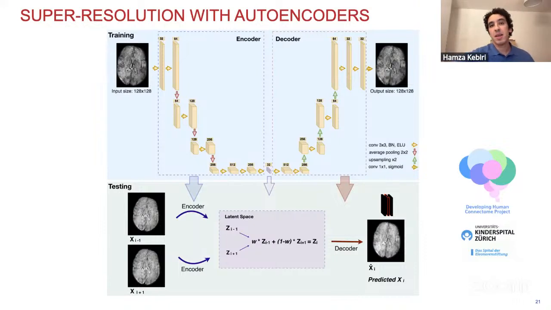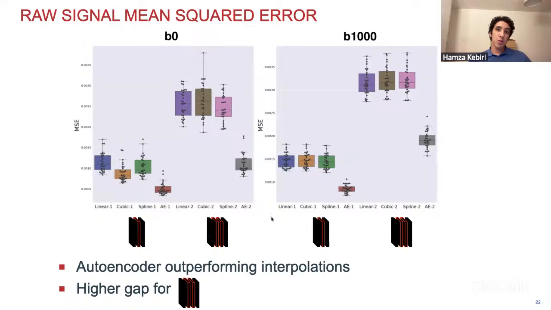We used the developing Human Connectome Project data to train and test, and also the fetal data from the Kinderspital of Zurich to test the method. We got good results compared to traditional interpolations here, and these results are even better when we try to predict more slices in the middle, so for instance, here and here.